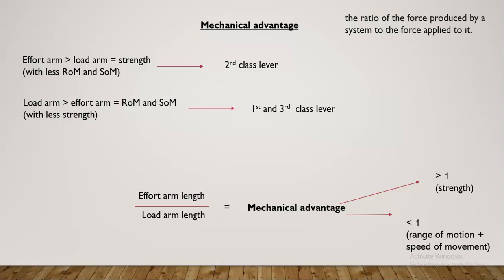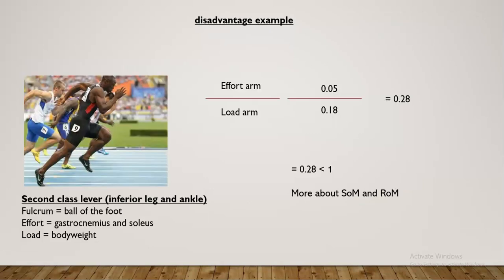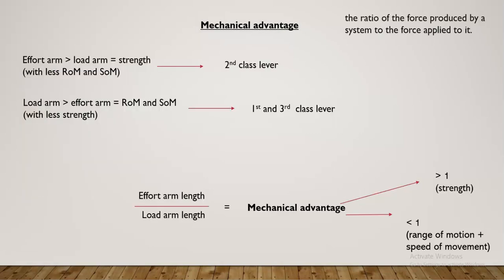Now let's apply this to our examples. So we could use a disadvantage example first. This disadvantage example is the one that is lower than 1, not greater than 1. So something that was strength-based is going to be an advantage, not a disadvantage. This does not mean it is genuinely a sporting advantage to have it. It just is dependent on whether it is strength or range of movement and speed of movement based.